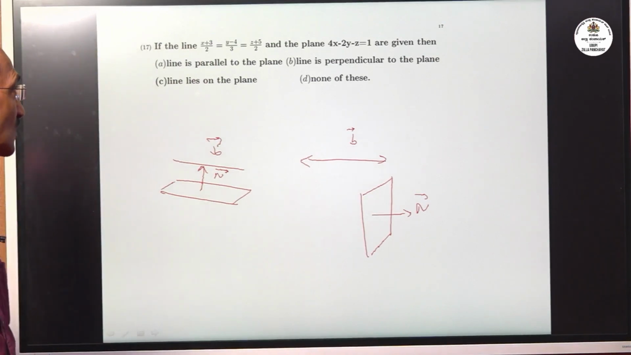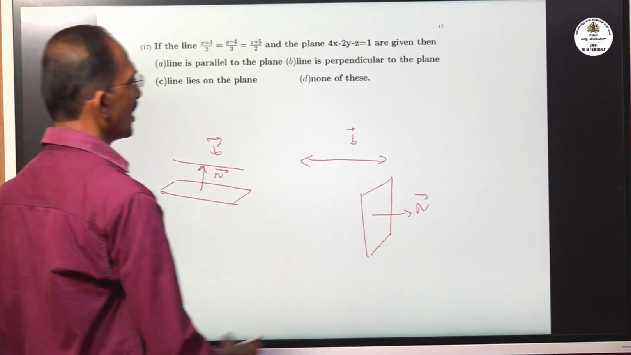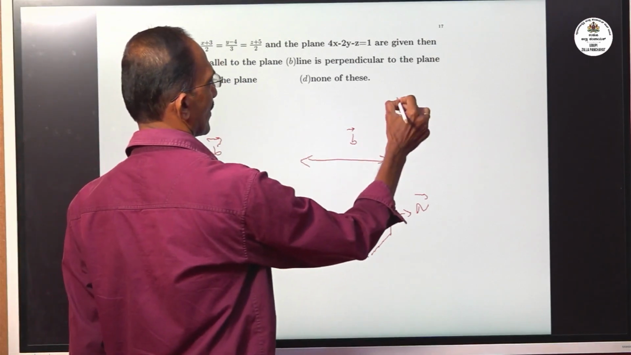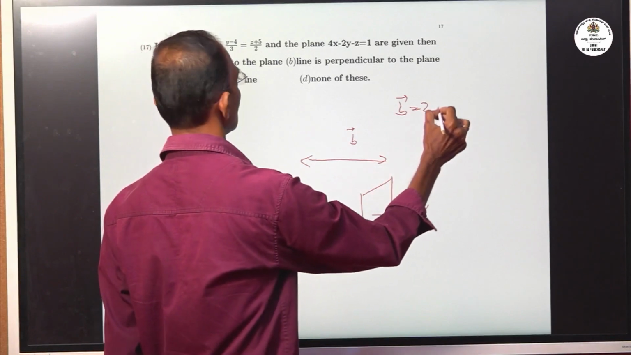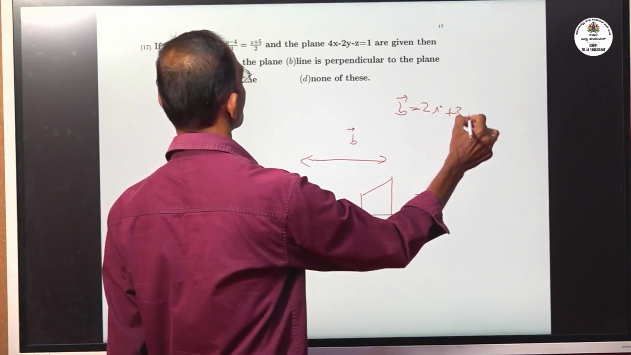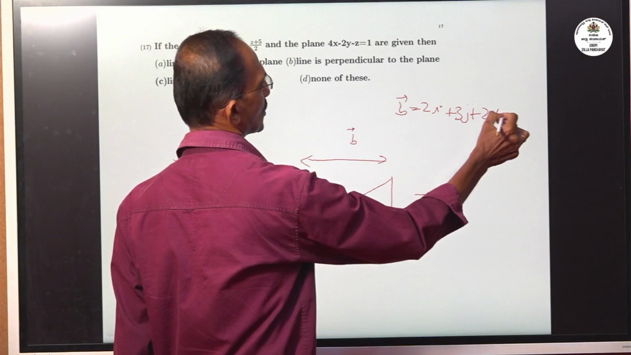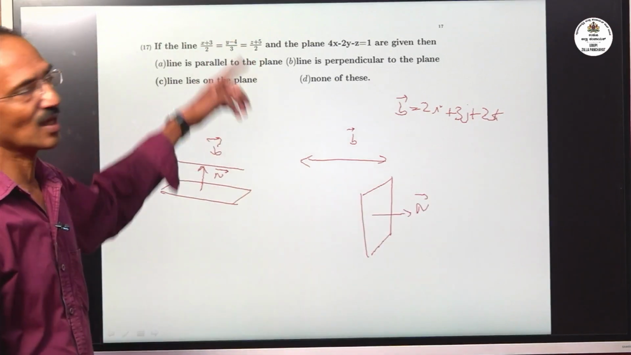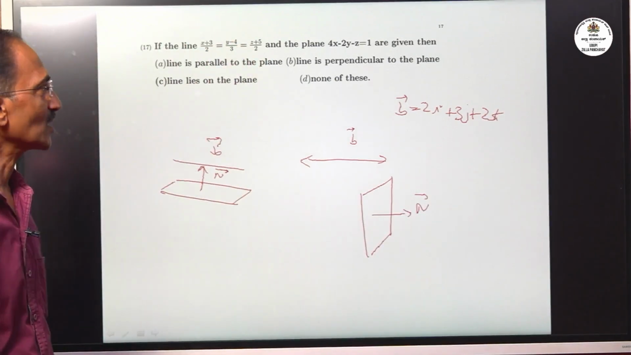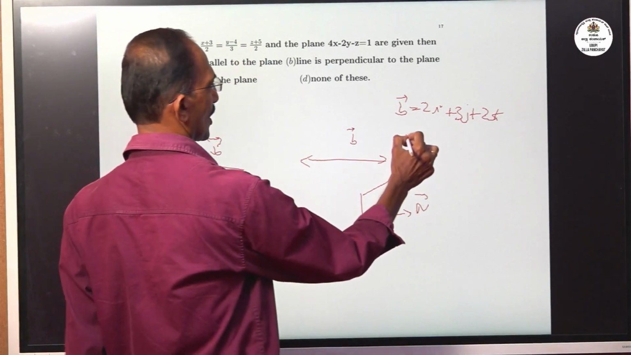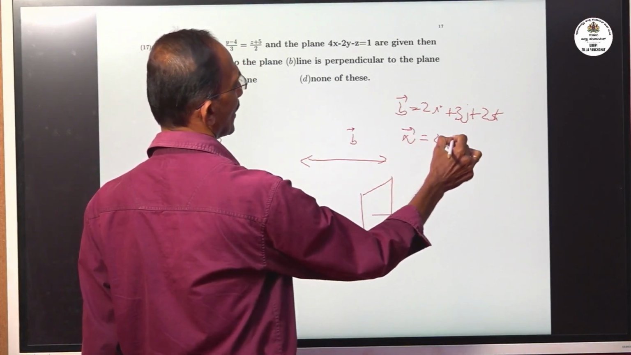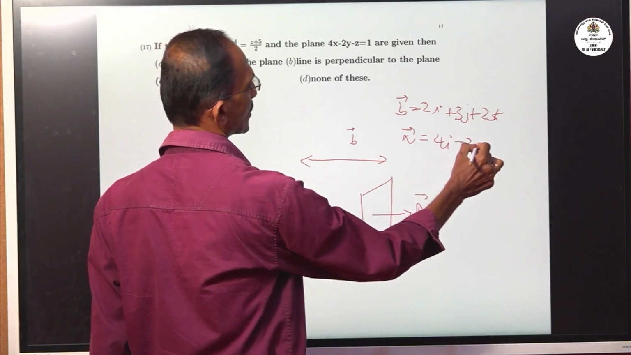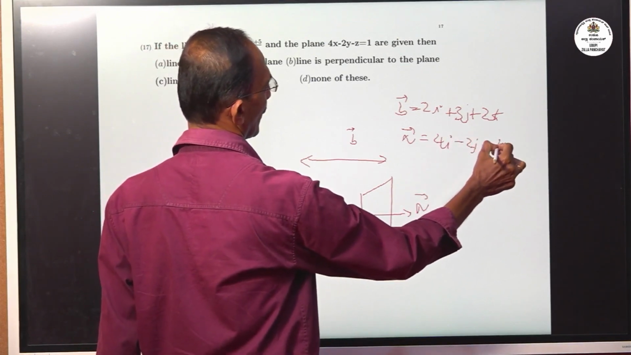Now just observe the parallel vector, the b vector, that is the vector parallel to the line, is 2i plus 3j plus 2k. You get that from the equation of the line. So what is the normal vector? The normal vector is 4i minus 2j minus k.